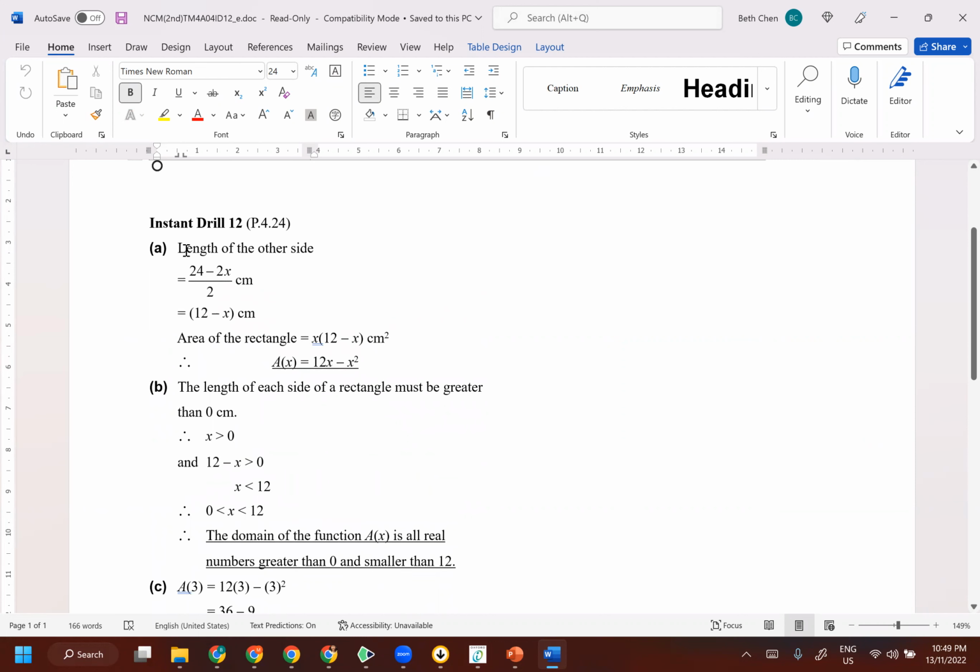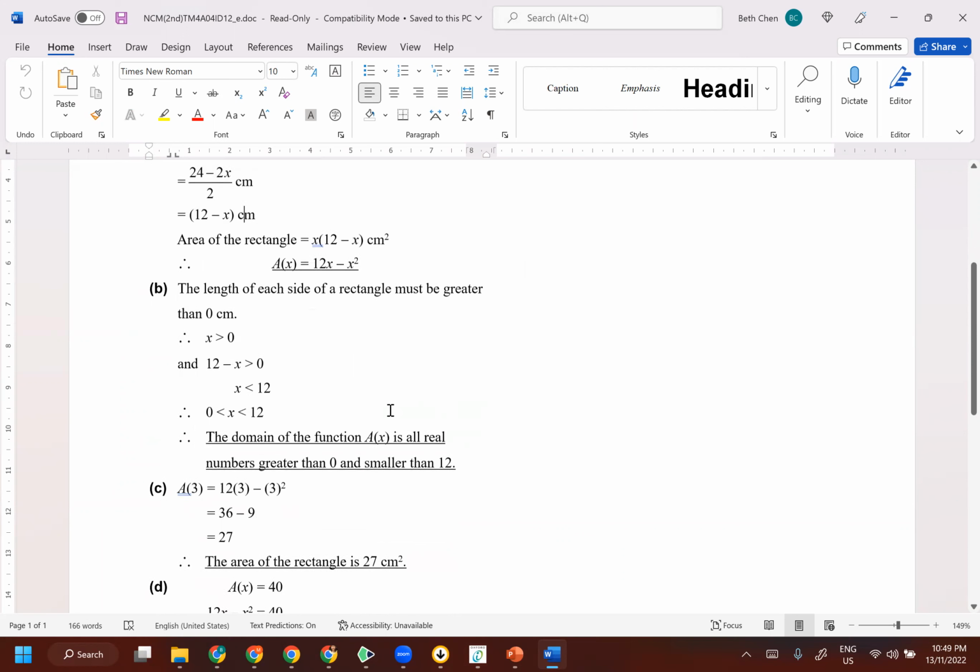Part A, the length of the other side is equal to (24 minus 2x) divided by 2 cm. You see, some students ask me, oh, Ms. Chen, should I write cm every step? Yes, you should. I think in the past, your teachers were kind enough to let it go if you didn't write it. But you should, you write it every step. I'm not kidding. And then the area is equal to, you see, cm. Area equals cm. And the expression of A does not have a unit.